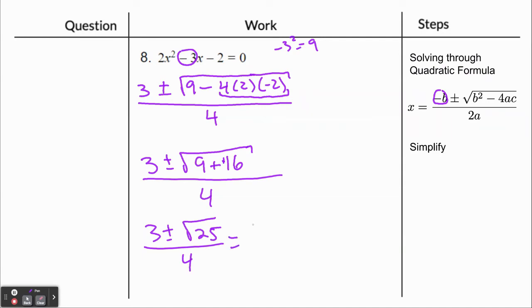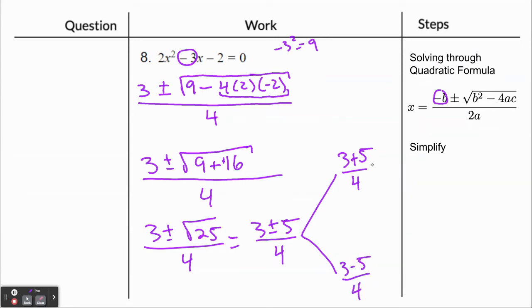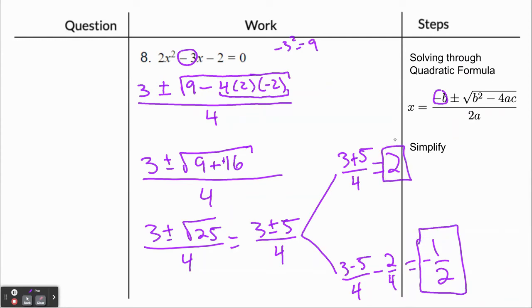And that gives me 3 plus or minus 5 over 4, which I'm going to split into two because it's plus or minus. So 3 plus 5 over 4 and 3 minus 5 over 4. 3 plus 5 over 4 is 8 over 4, which I know is 2. And 3 minus 5 over 4 is negative 2 over 4, which simplifies to negative 1/2. So my two solutions here are 2 and negative 1/2.